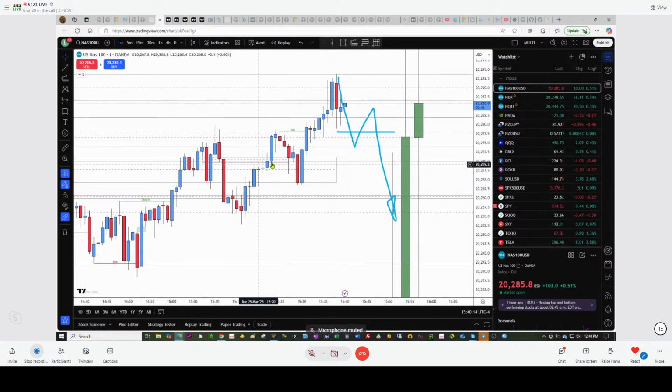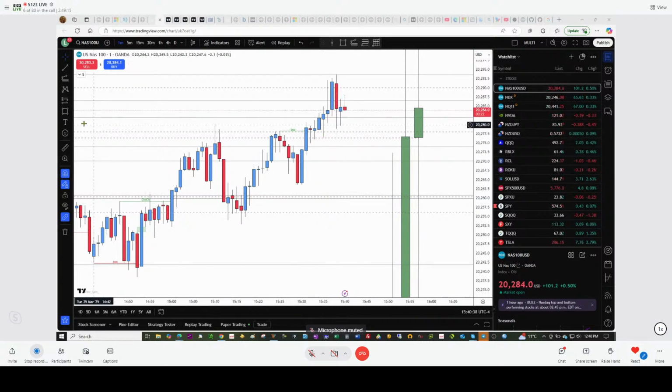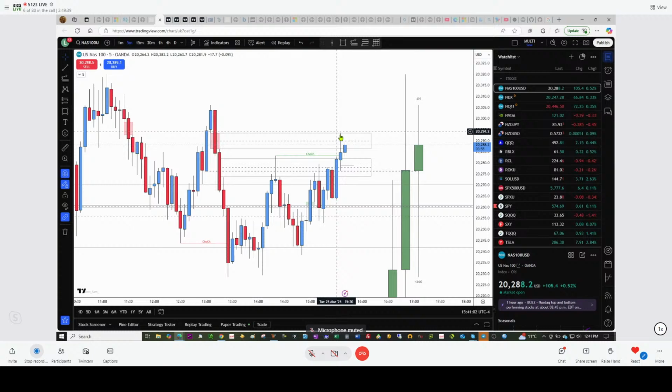Get rid of all this stuff off the chart. So we need a breach of the low here. That's if this is going to hold as our high. We came right to the very top of the gap. That's very interesting. Exactly to the top.